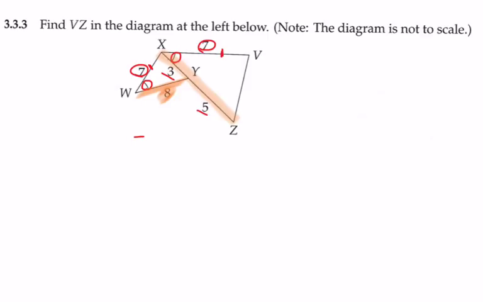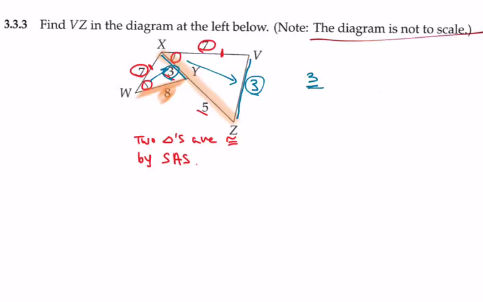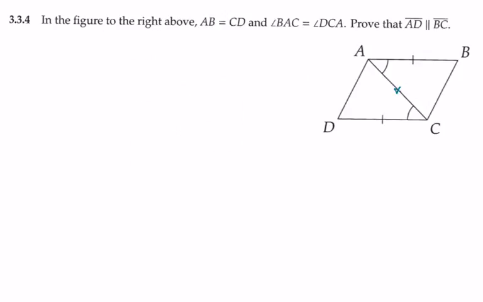All right. That means these two triangles are congruent by side, angle, side. So then that side, which is opposite of the marked angle, is the same thing as the side opposite of the marked angle, which is equal to 3. So therefore 3 must be our answer. Notice that the diagram was not drawn to scale. All right, let's look at number 4 here.